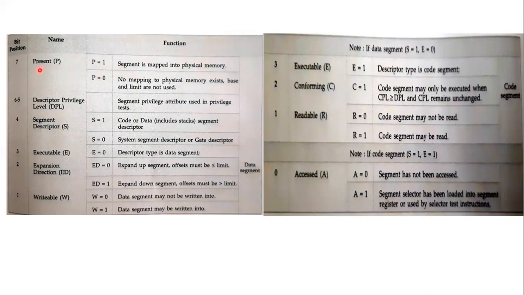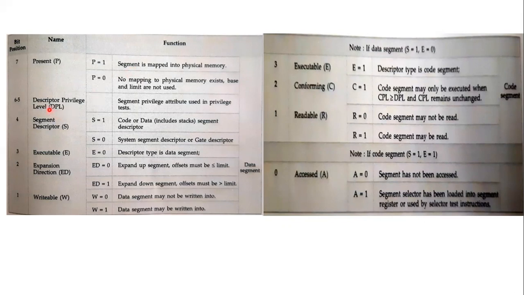Okay, now let's see P, the present bit. When it is 1, the segment is mapped into the physical memory, and when the present bit is 0, no mapping to the physical memory exists; base and limit are not used. What does this mean? When your P bit is 1, that particular segment is present, and when your P bit is 0, the segment is absent. So no mapping, no base and limit is defined, and we cannot perform any activity.